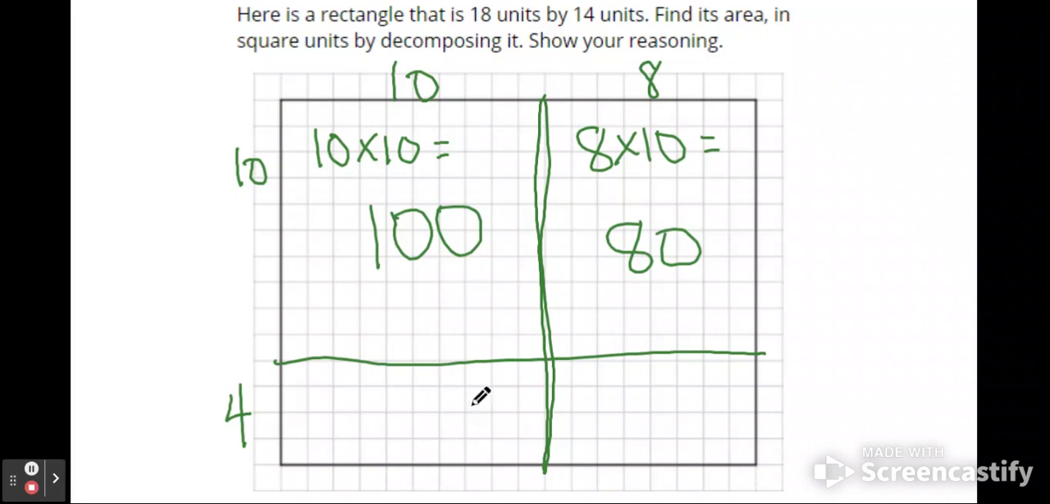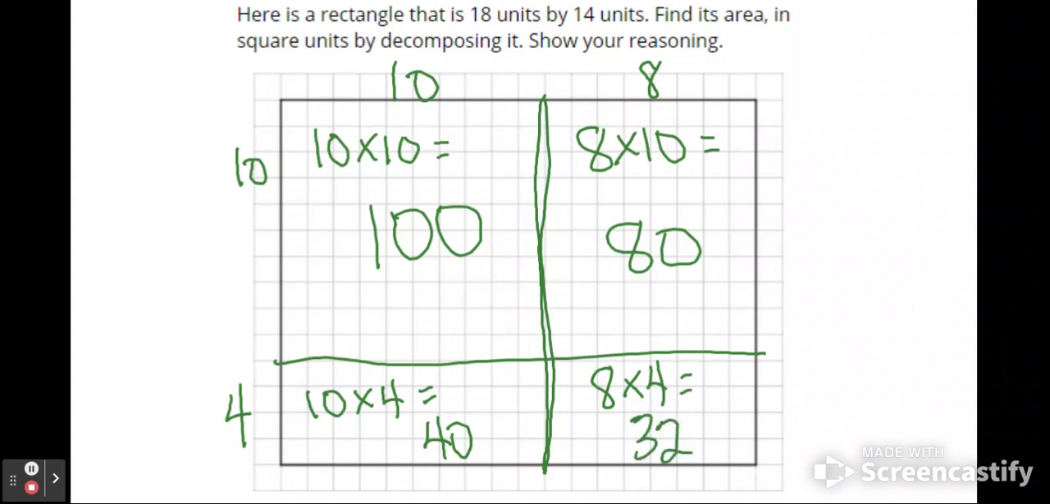Move to the third rectangle. Again, dimensions have changed. My base goes back to being 10, but my height is now only 4. 10 times 4 is 40. Last rectangle. This one, again, my base is 8, and my height is 4. 8 times 4 is 32.